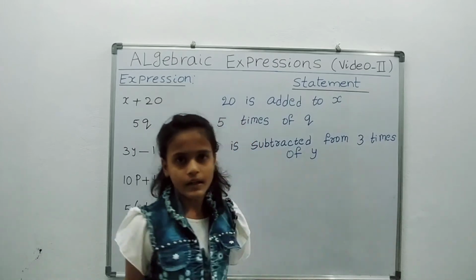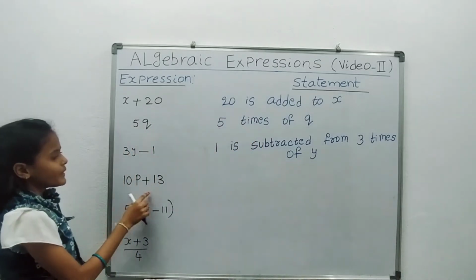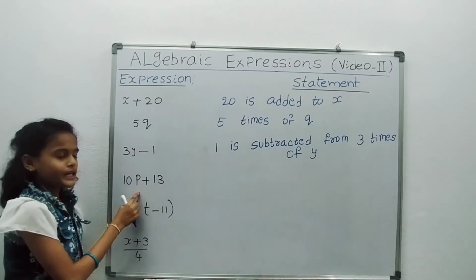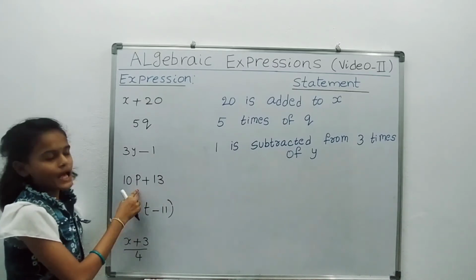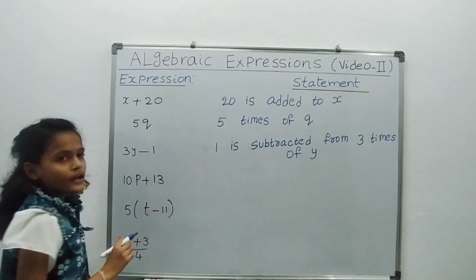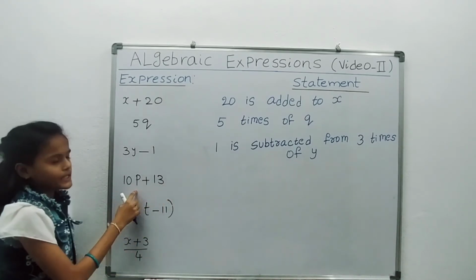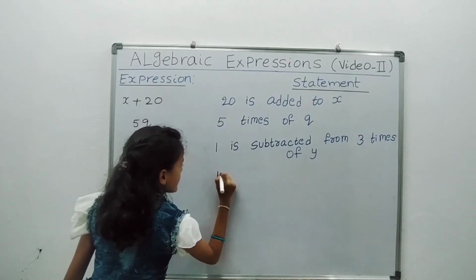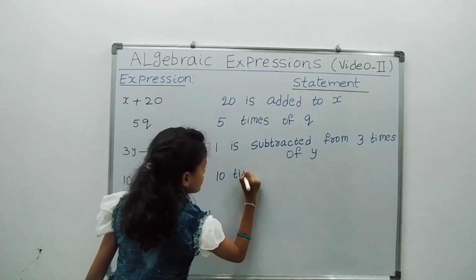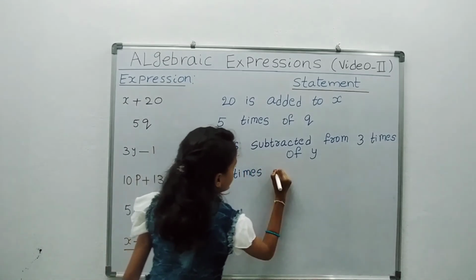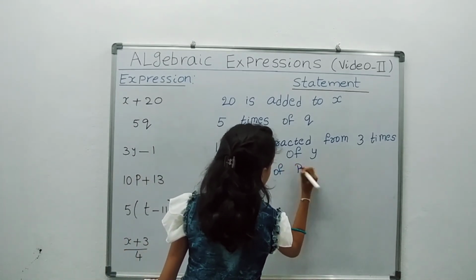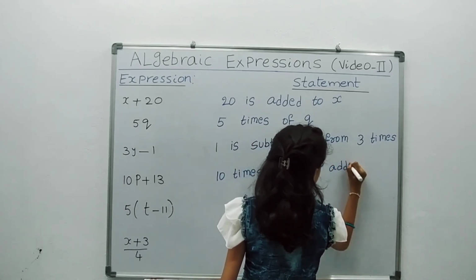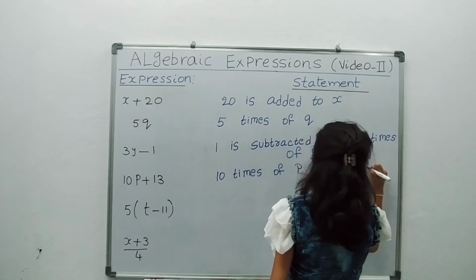Next, 10p plus 13. 13 is added to 10 times of p, or 10 times of p is added to 13. See, I will write 10 times of p is added to 13.